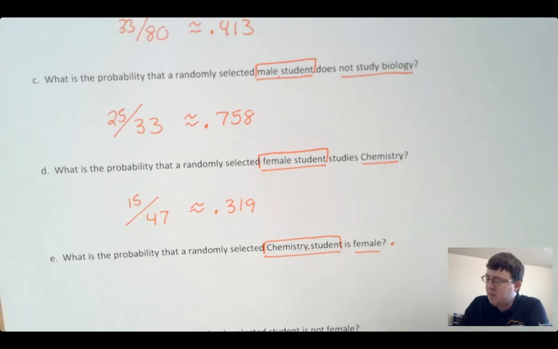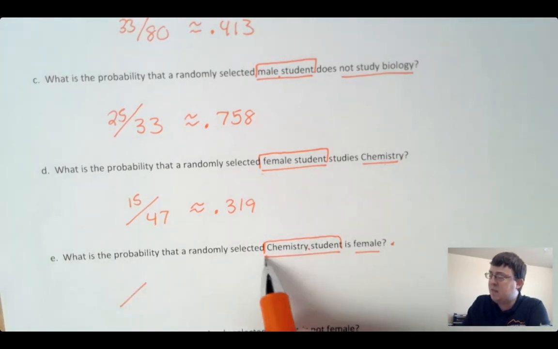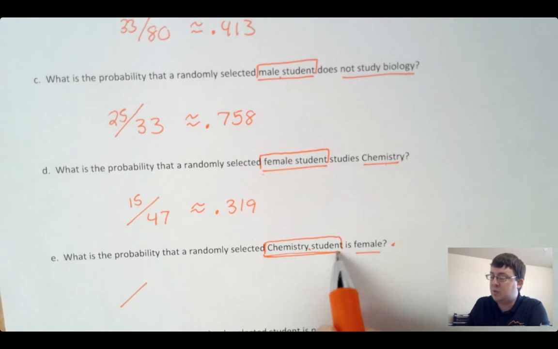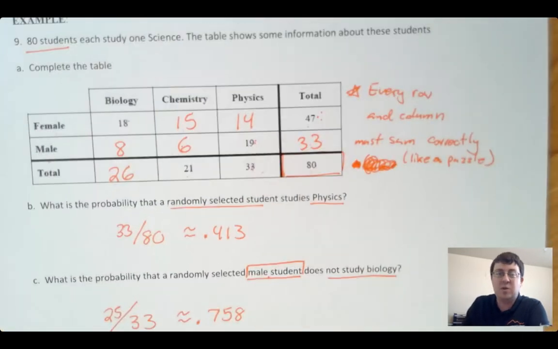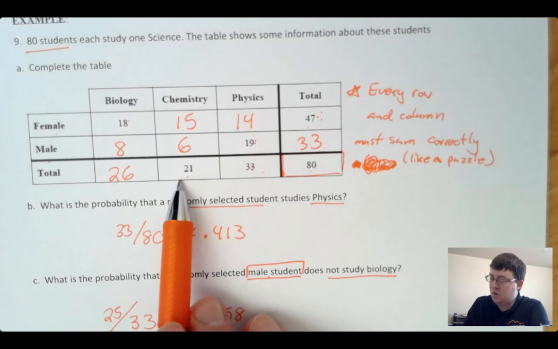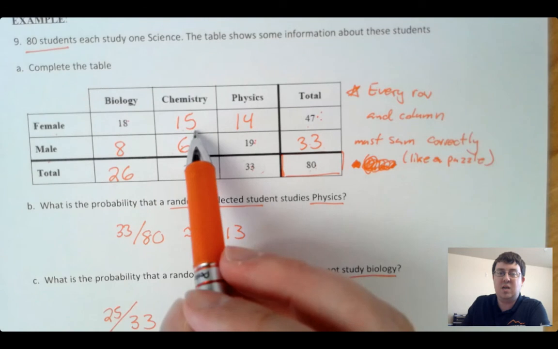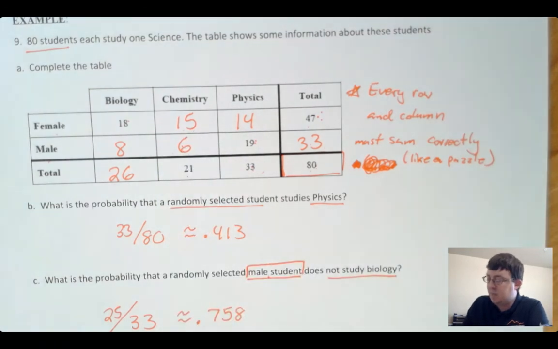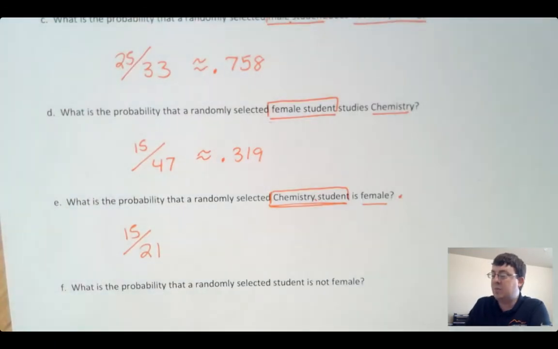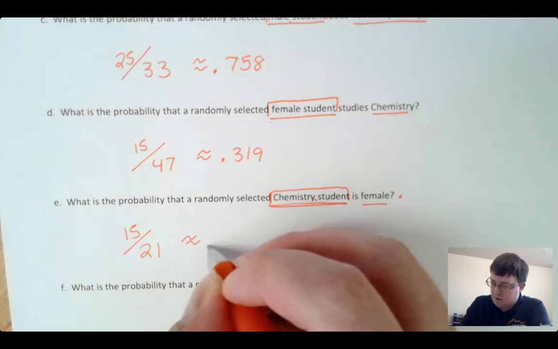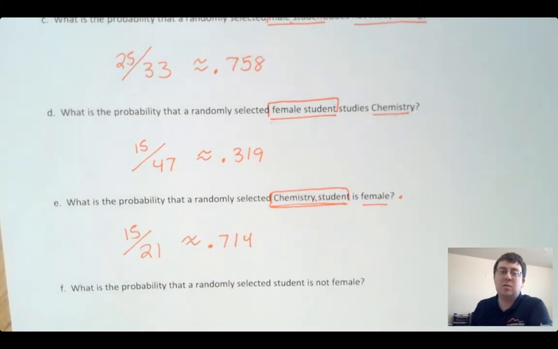Okay. So if I box this here, that means I need my denominator to be the total number of chemistry students, which if I look up here is 21. There are 21 total chemistry students, and the ones that are female are 15, just like last time. But because I want to know the probability that a randomly selected chemistry student is female, it changes my denominator and makes my probability much bigger. 71.4% of chemistry students are female. The large majority of chemistry students are female.